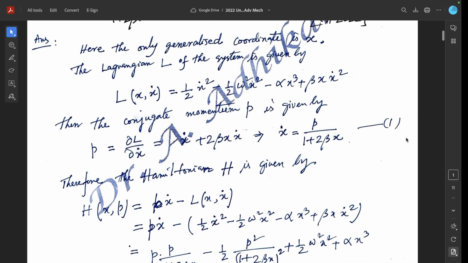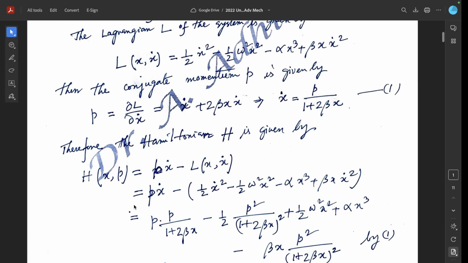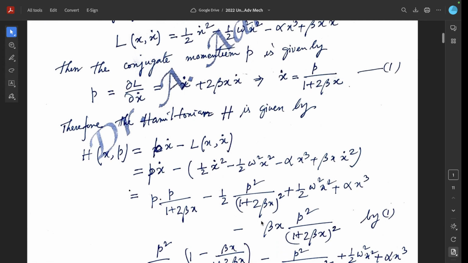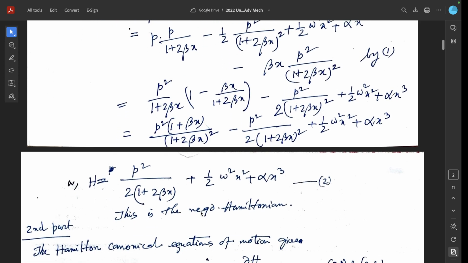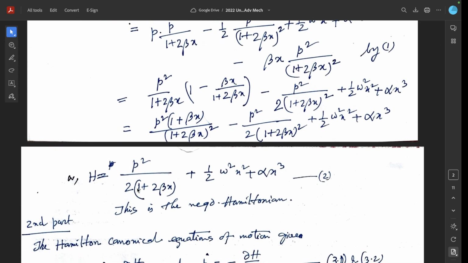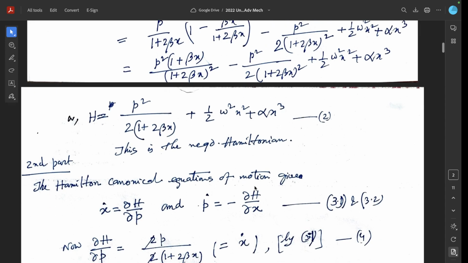Equation 1. Therefore, the Hamiltonian H is given by H equal to P x dot minus L. Putting the value of x dot here, and after simplification, we get H equal to P square by 2 into 1 plus twice beta, plus half omega square x square plus alpha x cube. And this is the required Hamiltonian.